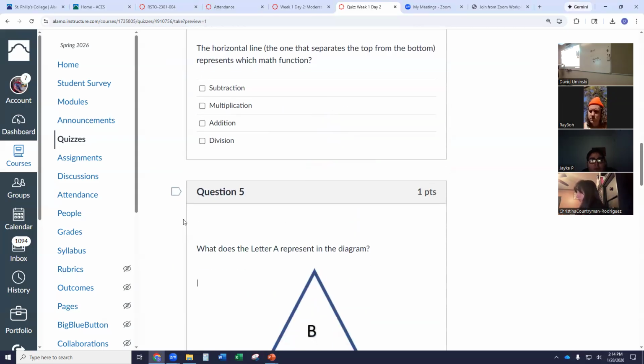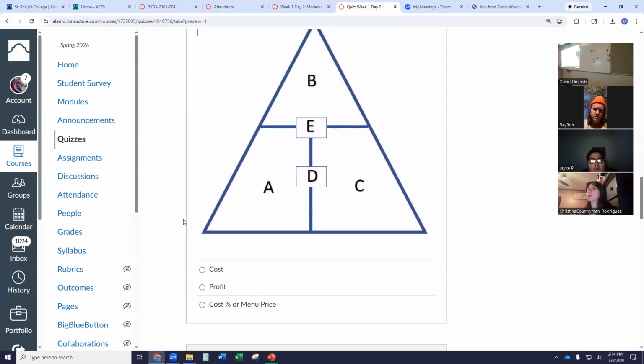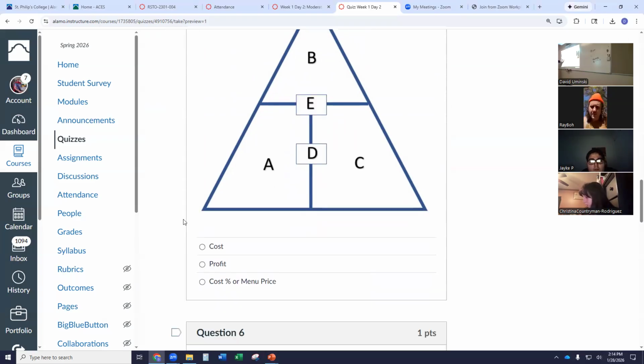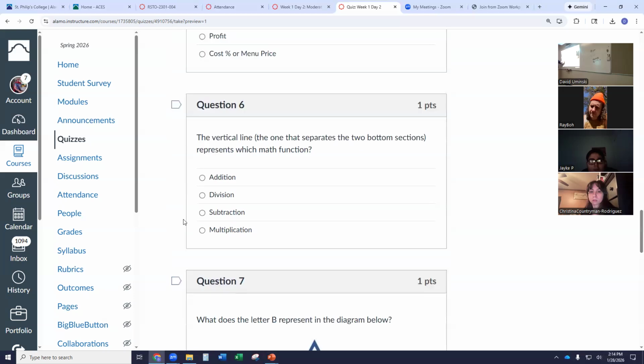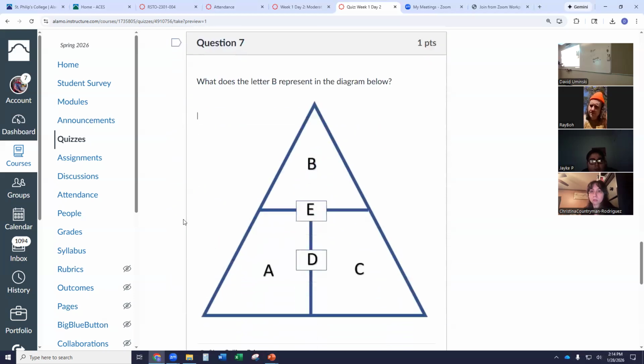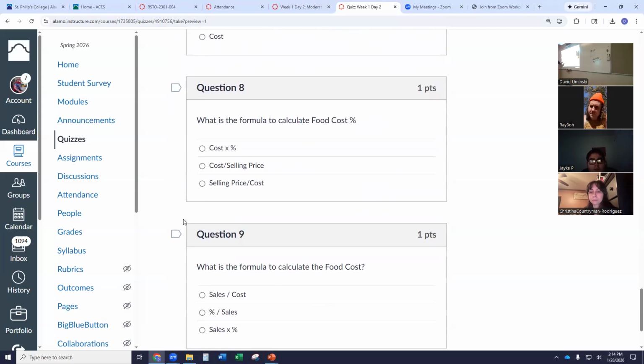All right. Letter A represents the cost percentage or menu price, because those are interchangeable on the bottom. Why? Because question number 6, that vertical line represents multiplication, and it goes either way. Exactly, good. Number 7, letter B represents the cost. And then the last two questions, the formula.